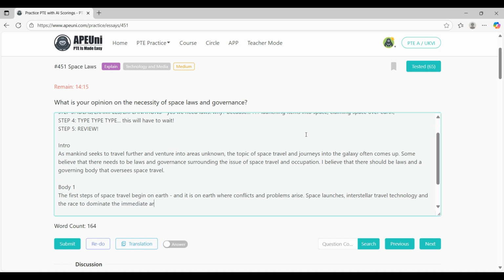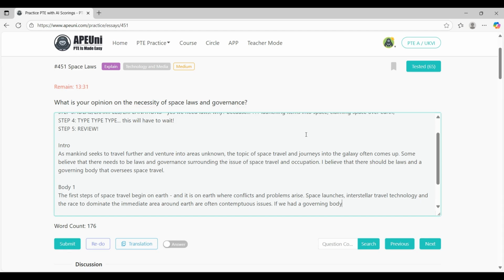I'm just going to read to you my introduction while the typing for body one happens. As mankind seeks to further travel and venture into areas unknown, the topic of space travel and journeys into the galaxy often comes up. Some believe that there needs to be laws and governance surrounding the issue of space travel and occupation. I believe that there should be laws and a governing body that oversees space travel.